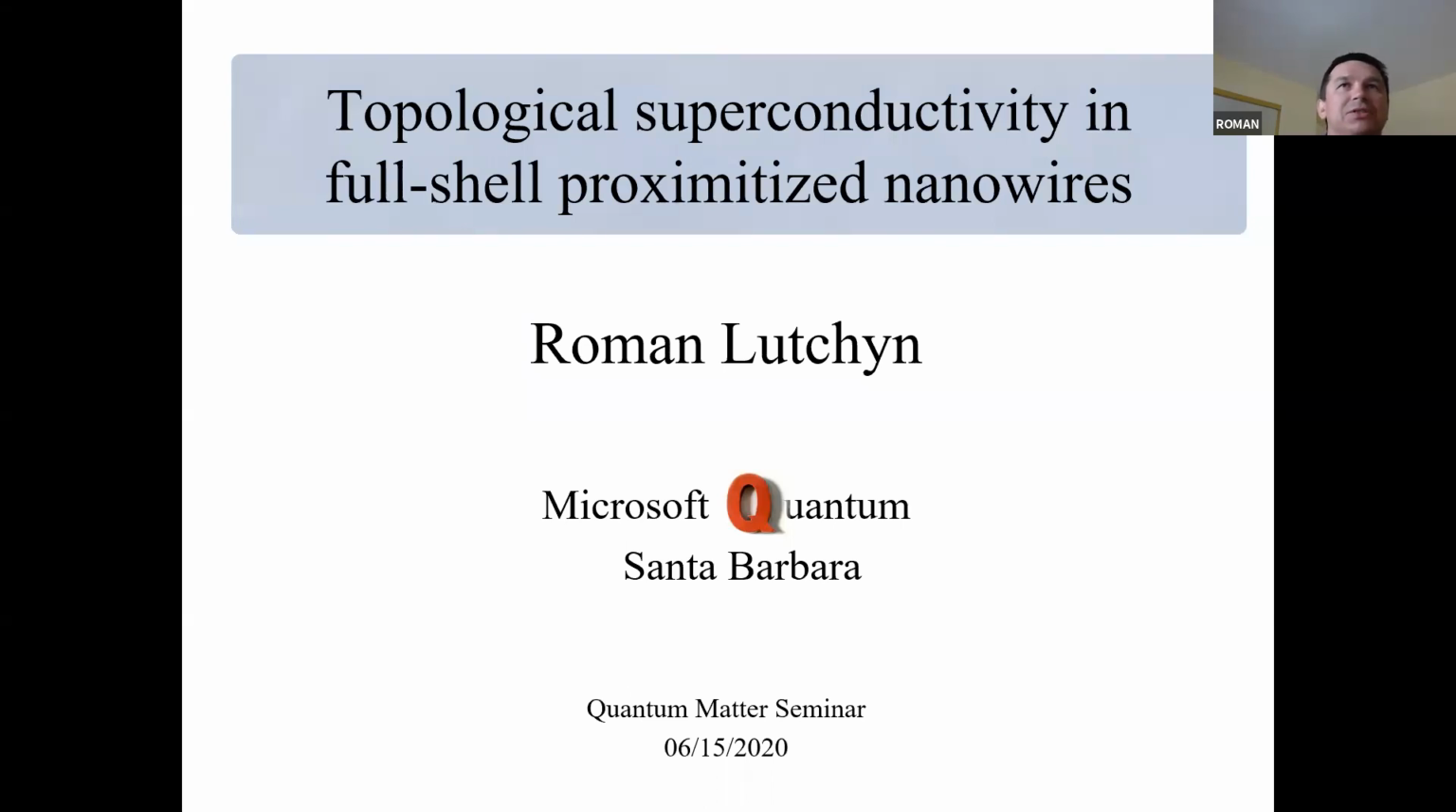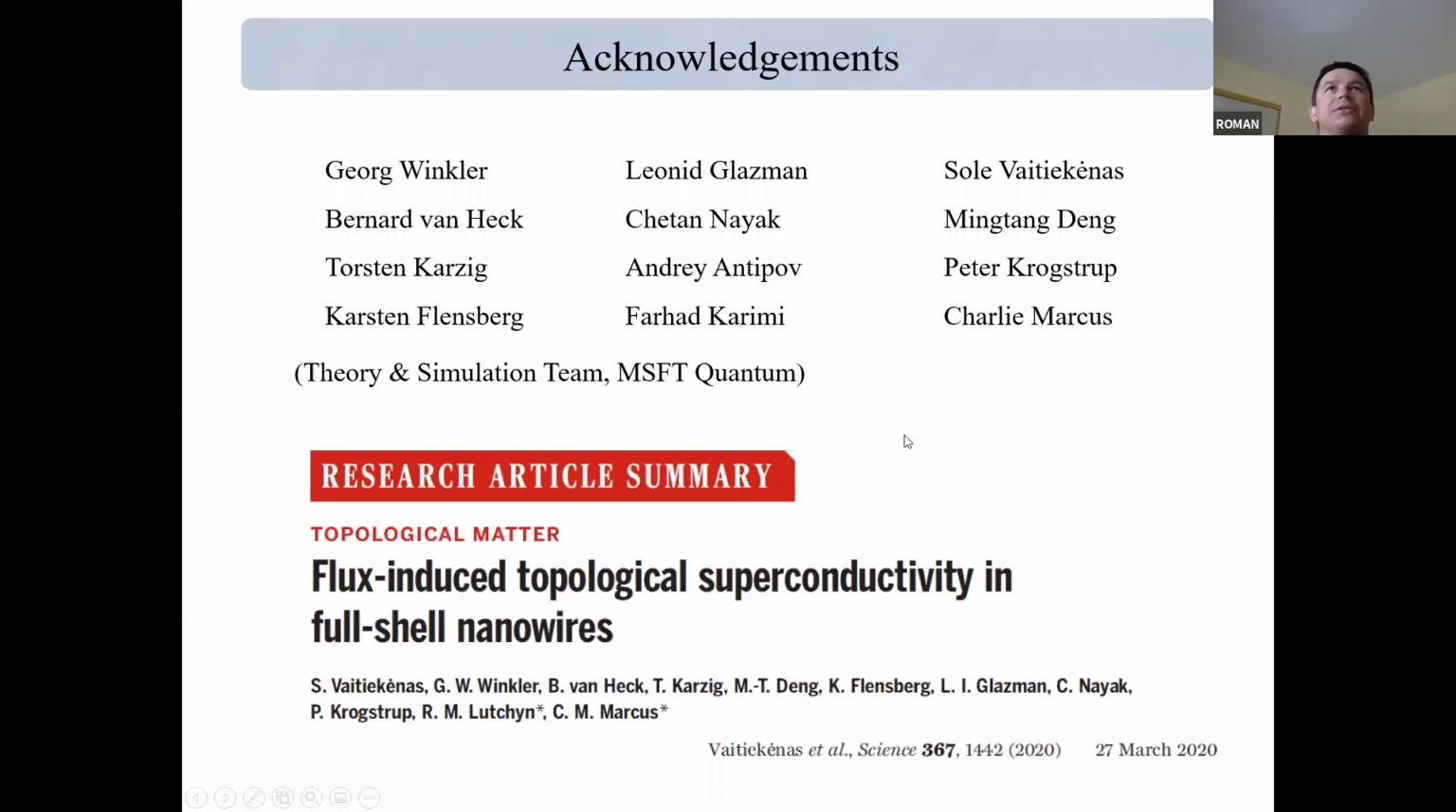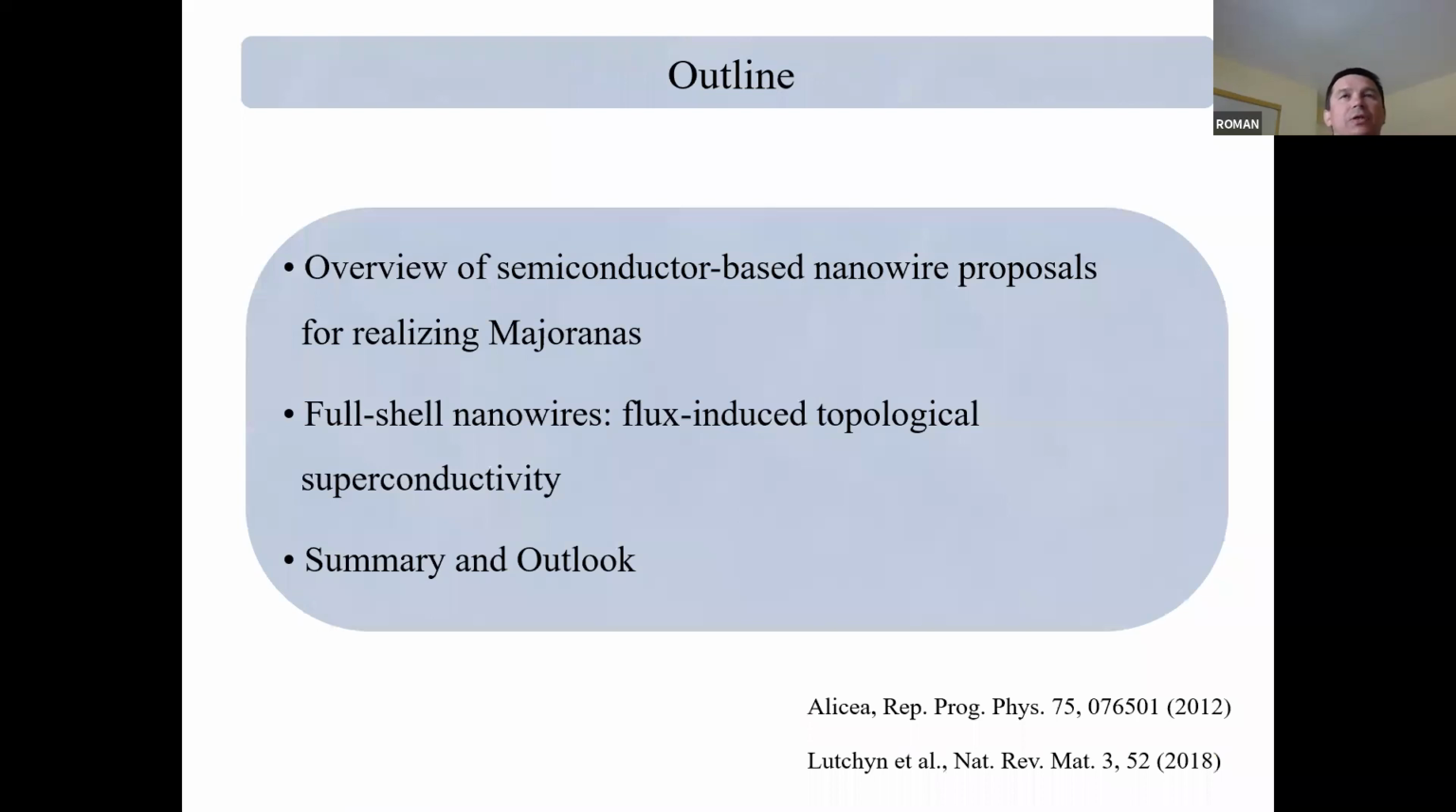Before I start with the talk, I wanted to thank my collaborators. A lot of people here are my colleagues from Microsoft Quantum, from the theory and simulation team. Also, I want to thank Karsten and Leonid for help with the project, as well as our experimental colleagues, Sola, Mingtang, Peter, and Charlie Mark. The work that I'm mostly going to be talking about just appeared in Science in March of 2020. So here's the outline of my talk.